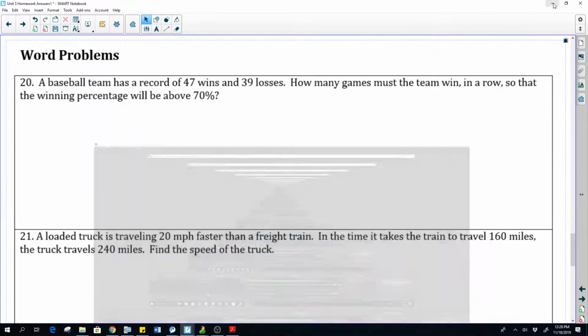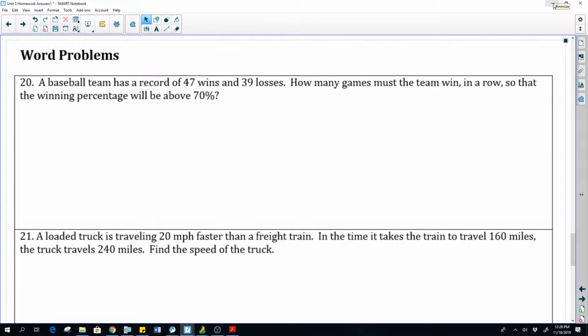All right, here's the last part of our practice test. So this one's definitely tricky. Don't think this one will be, well, you never know. So it's good to show you number 20.